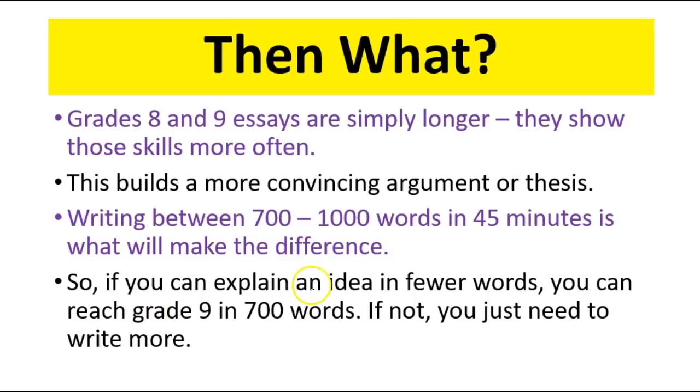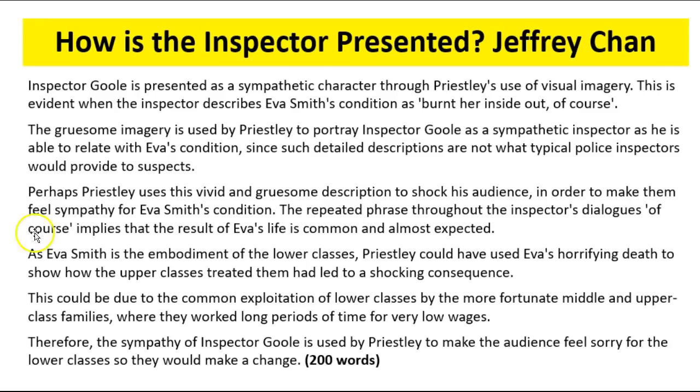So obviously, if you can explain your ideas in fewer words, you can reach grade 9 in 700 words. So let's look at how to explain your ideas in fewer words. I'm going to read Jeffrey Chan's in its entirety here because it does those 7 things that I talked about at the beginning. But when we get through to the end of it, I'll take you through a paragraph at a time to show you how to reduce it.